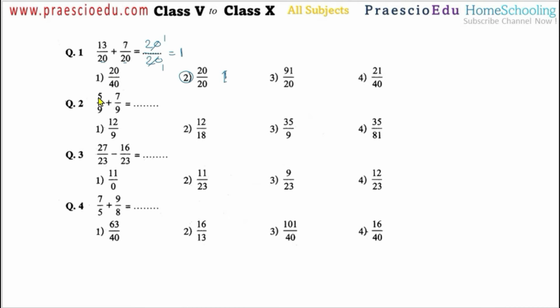Now question number 2, 5 upon 9 plus 7 upon 9. The denominators are the same, so we keep the denominator the same. Then 5 plus 7 is 12. So 12 by 9, which is option number 1.